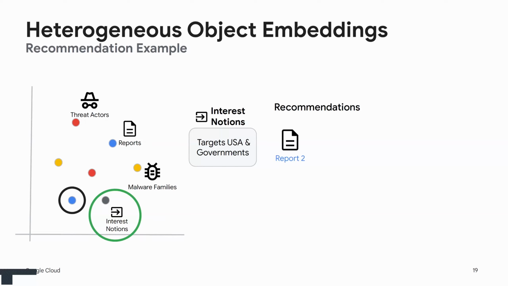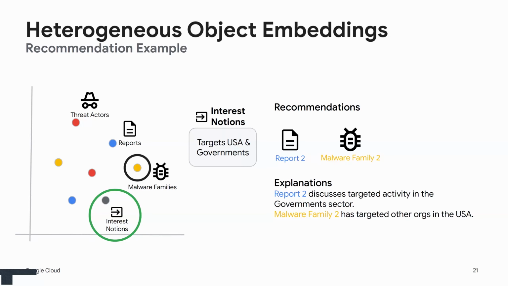And then maybe we have a technique to generate some reason or explanation to that user as to why this is recommended. So, hey, this is discussing targeted activity in the government sector, and so on and so forth, right? So next we might recommend malware family 2 with some reason. Threat actor 1, etc.